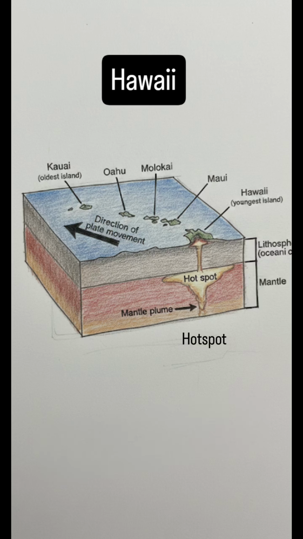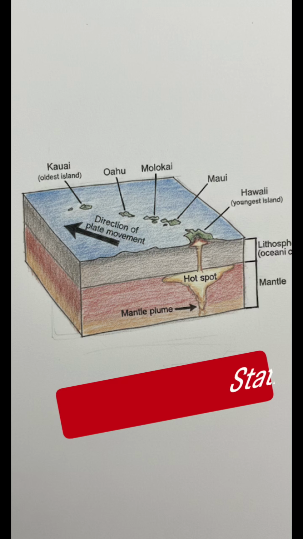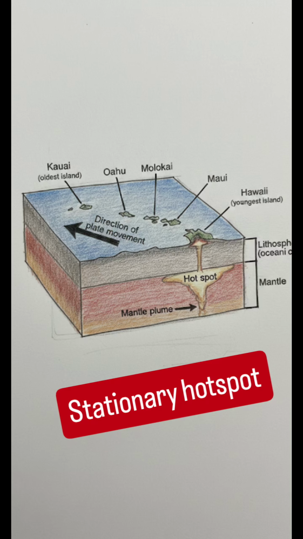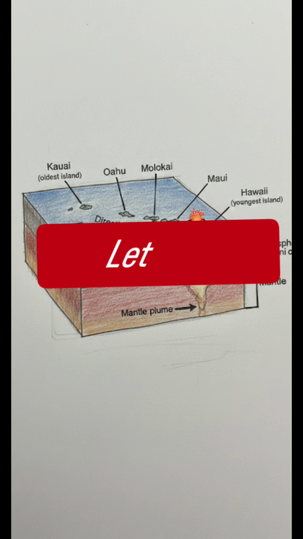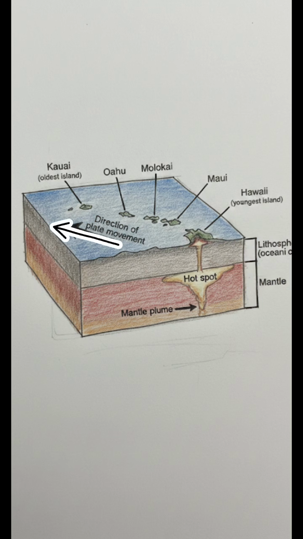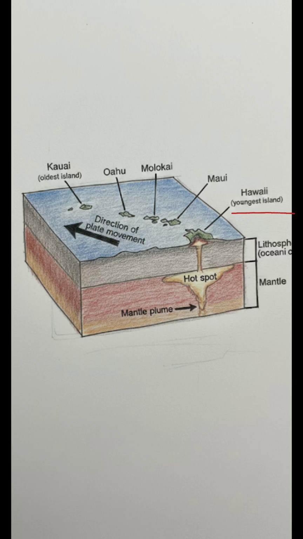A hotspot is where magma rises from deep inside the earth in a narrow column called a magma or mantle plume. This hotspot and mantle plume is stationary, and it causes extra hot magma to thin, break and melt the crust, causing a volcano on top of it. As the plate moves over this stationary hotspot, it causes a chain of volcanic islands, with the youngest island being directly above the hotspot.